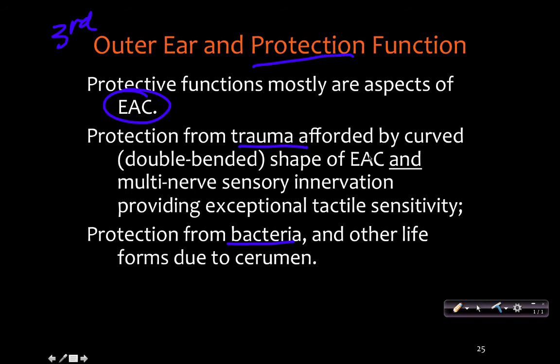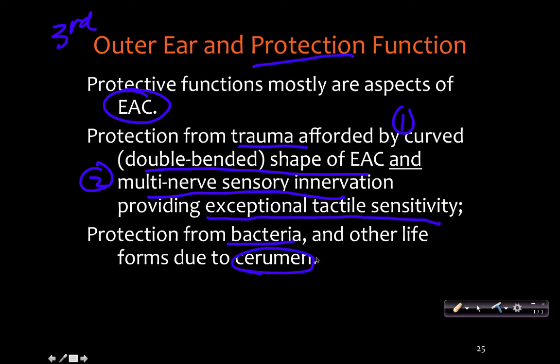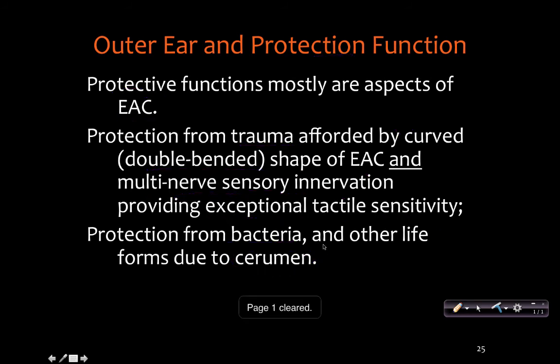The protections that are afforded by the ear canal relative to intruders and invaders come from basically two things. Number one, the double-bended curve shape of the ear canal, and two, the multiple nerve sensory innervation to the pinna and external ear canal. Mostly we're talking about the external ear canal, which provides us with exceptional tactile sensitivity. The other aspect of protection is due to cerumen, which was discussed in an earlier lecture.